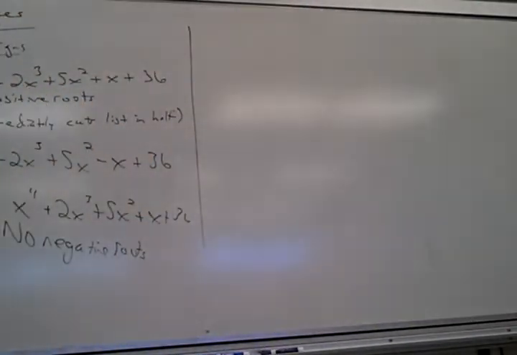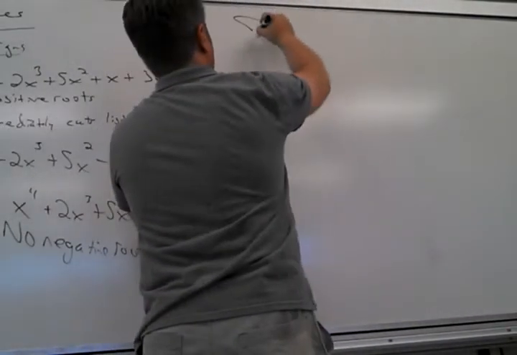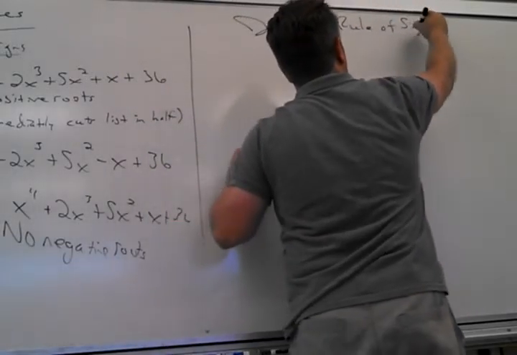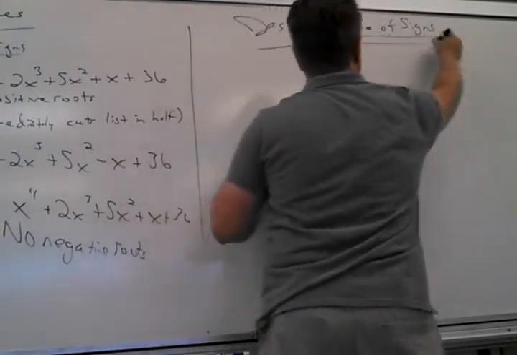So here's what it says. Here's Descartes' rule of signs. The whole thing. Like some spin off of Game of Thrones.